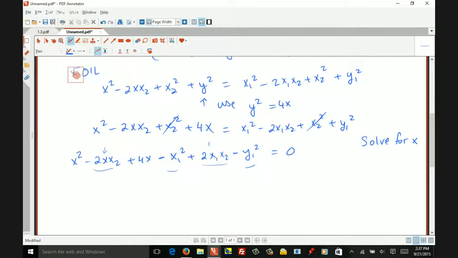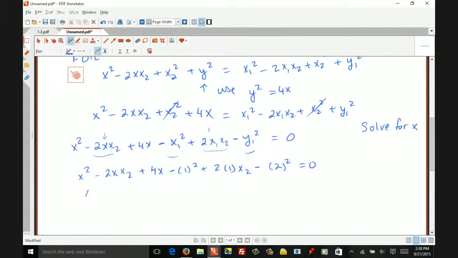It is 1, 2, so plug in 1 for x1. This is going to be our 1. So we have x2 squared minus 2x2 plus 4x2 minus 1 squared plus 2 times 1 times x2 minus 2 squared.